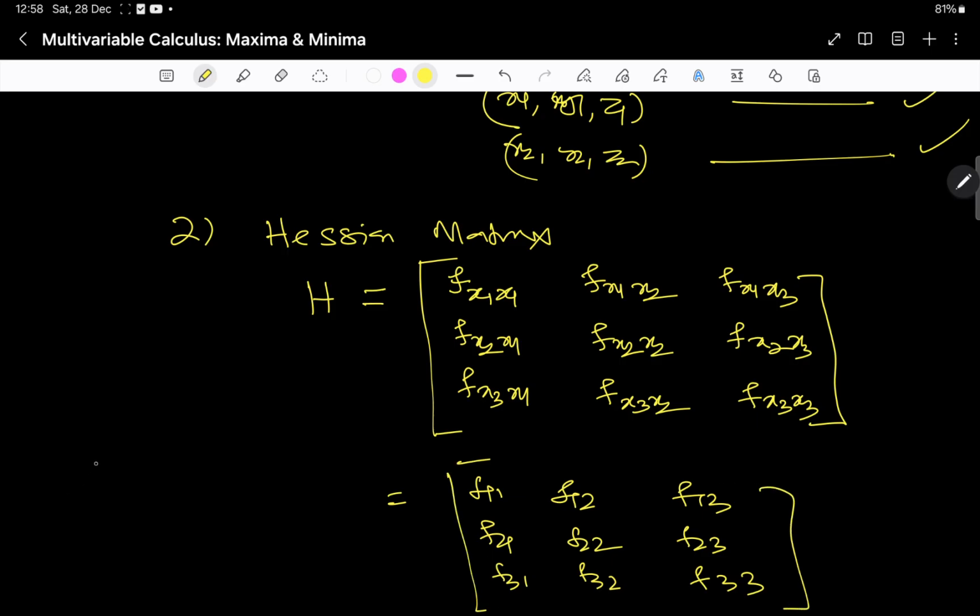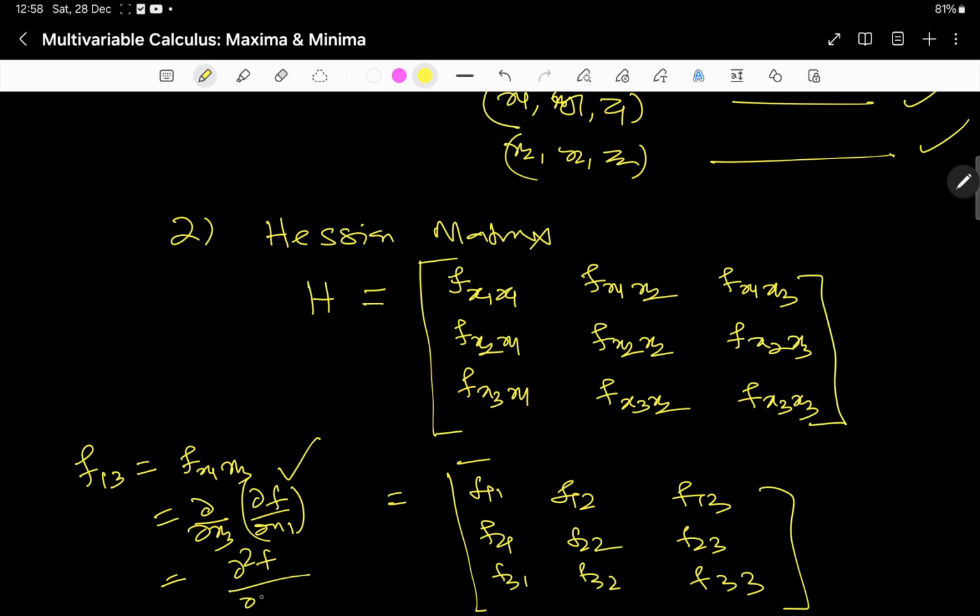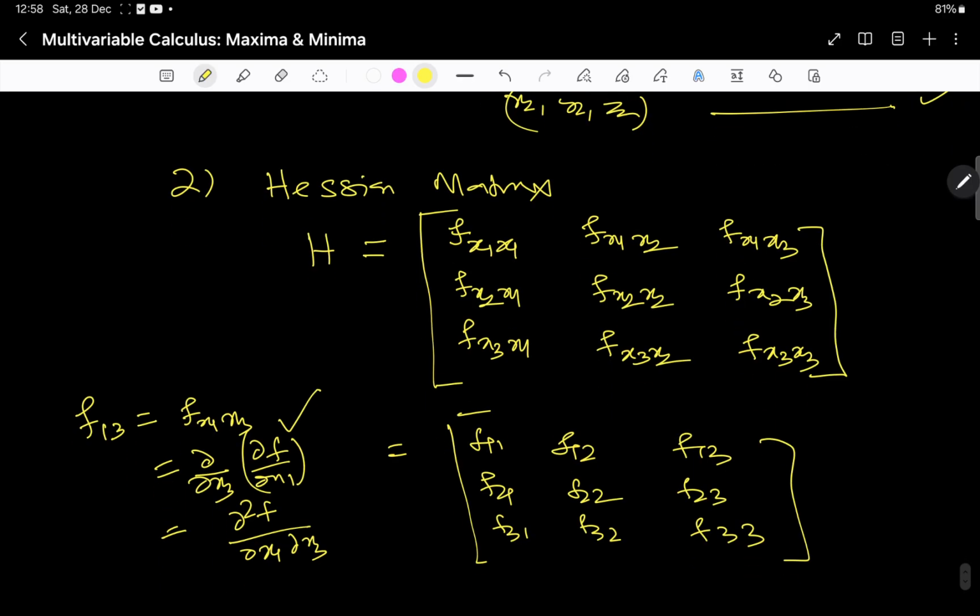So what do you mean by f? Suppose I say f13. What does it mean? It is f x1 x3. It means we partially differentiate del f by del x1 first, then with respect to x3. That is, del square f by del x1 del x3, in that way. Okay, so we have the Hessian matrix.